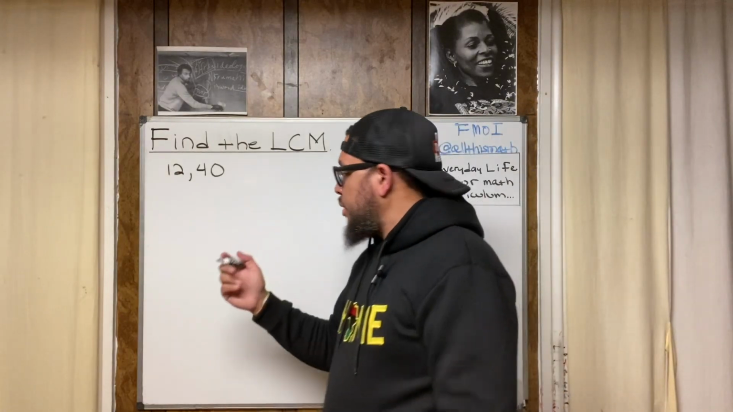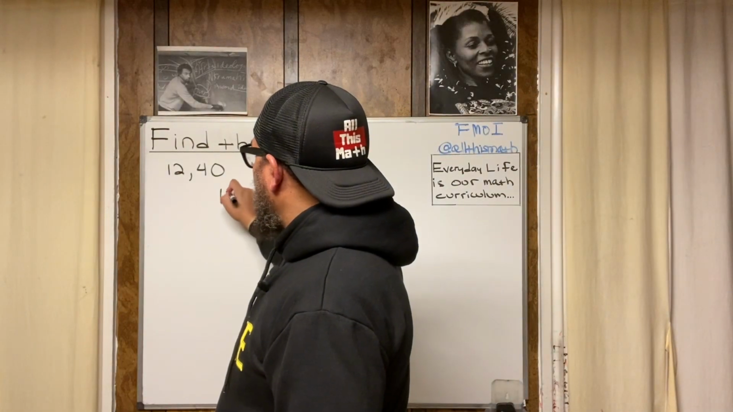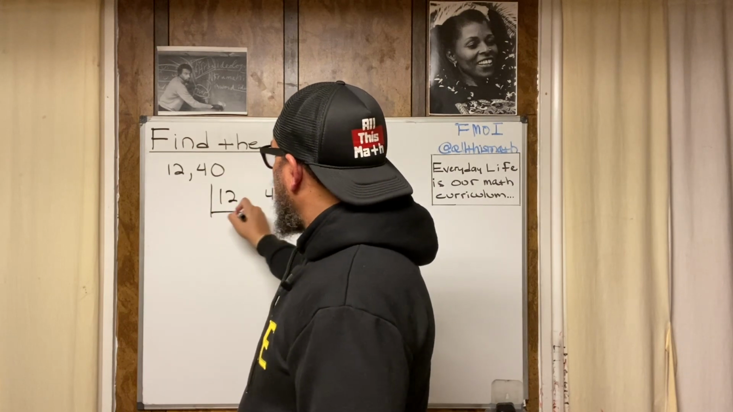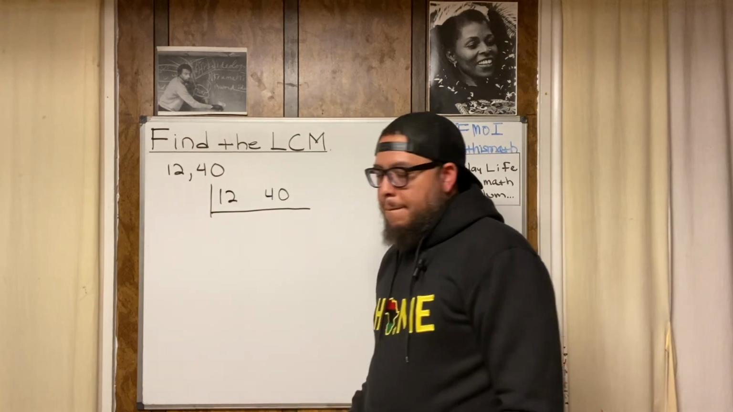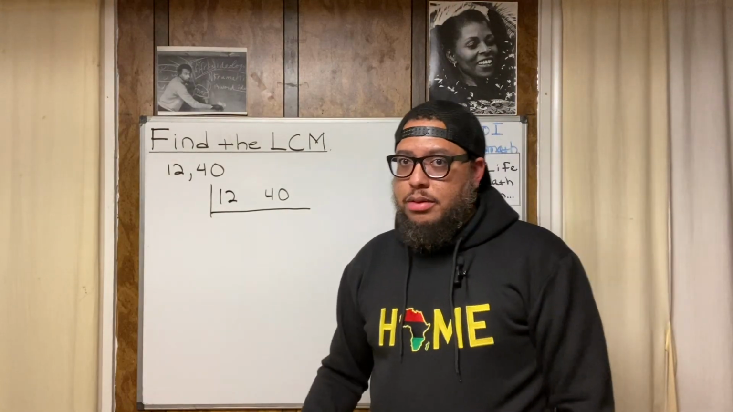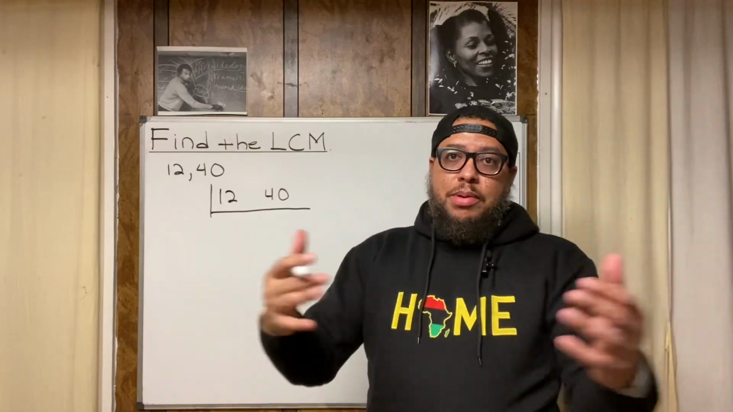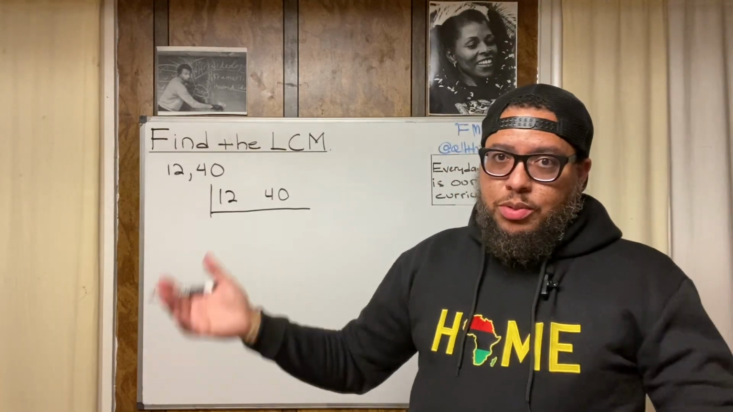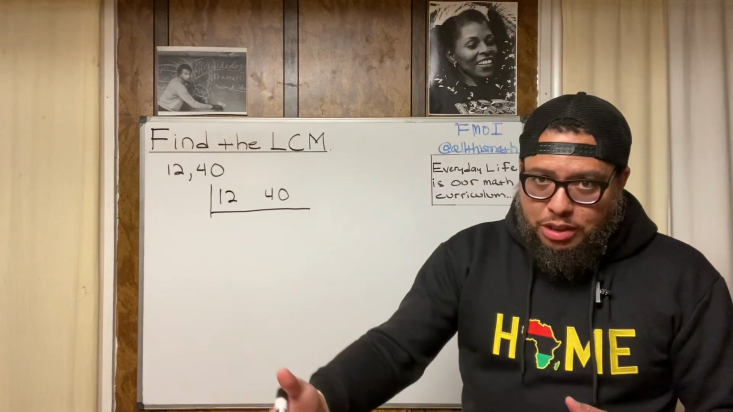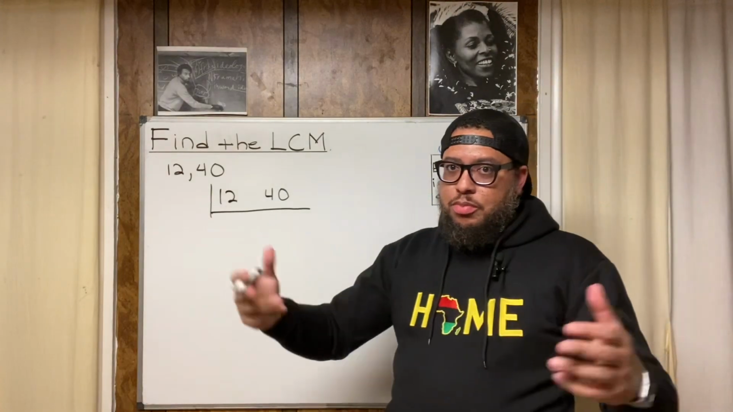All right, so let's do this. First, we're going to write 12, and then we're going to write 40. And then we're going to draw an L like that. This is part of the reason I call this the Lumumba method. Besides the fact that I want people to know about Patrice Lumumba and then do their own research and Google or whatever about Patrice Lumumba and get books about Patrice Lumumba and study him and his movement and everything.